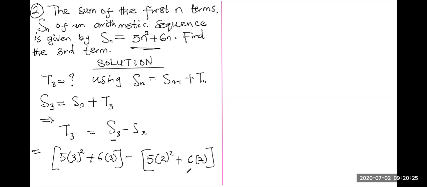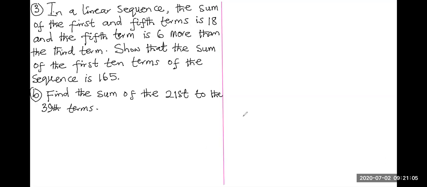Upon expanding and subtracting, your answer becomes 11. Therefore, our third term, T3, is equal to 11. All right, hope this is well understood. Let's look at example 3. It says in a linear sequence, the sum of the first and the fifth terms is 18, and the fifth term is 6 more than the third term. Show that the sum of the first 10 terms of the sequence is 165.